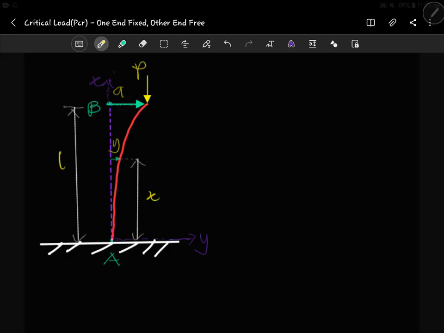Because of this compressive force P applied here, there'll be a deflection at A and a deflection at B, which is A, and a deflection at X, which is Y. As we said, we are trying to find the deflection at just X here, which is Y. We now have to find the moment there, which we know to be equal to force times distance.